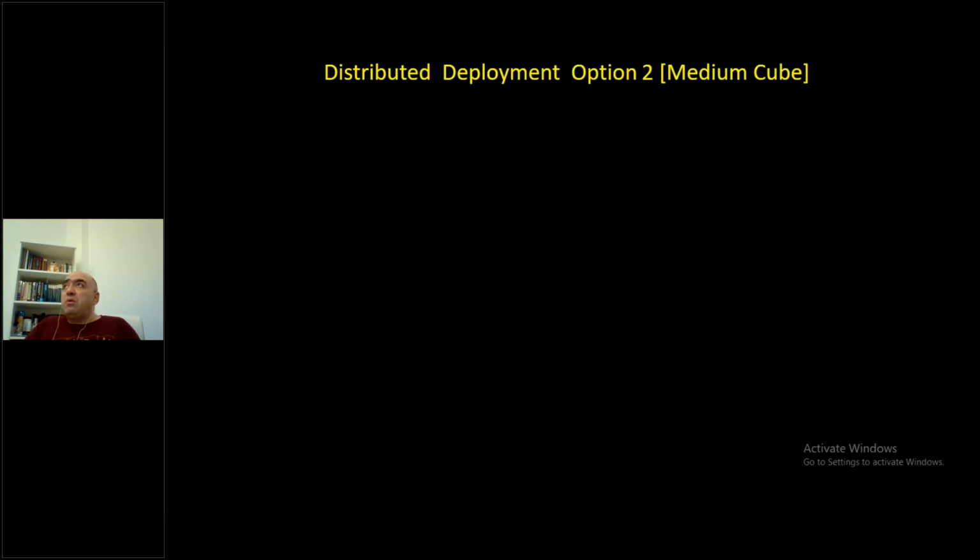Okay, I will take a break for 5 minutes just to make a cup of coffee, and we will return to talk about the distributed deployment option 2, which is the medium size. Till now, we are talking about two ISE nodes, one primary, one secondary. Each one of them has the PAN and MNT. What other options can we have? This is what we're going to see after the break.